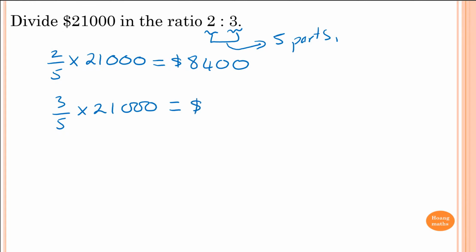So the answer is $12,600. That's the answer. Now you notice that if I add these two amounts together, it will give me $21,000 because it's in the ratio of 2:3. So the total must add up to $21,000. Okay, take note of that. Now, let's look at this question here.